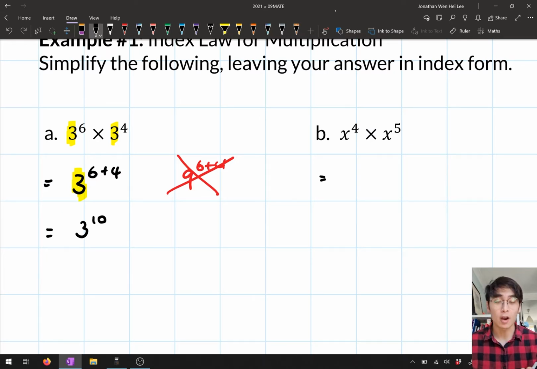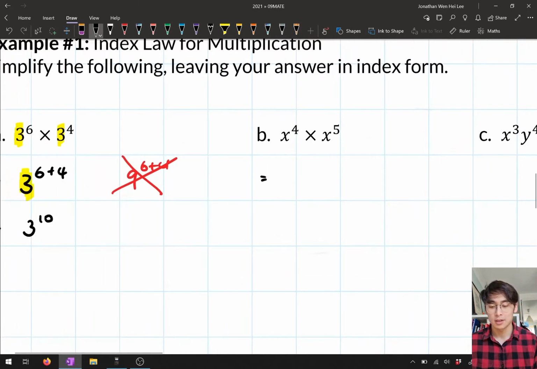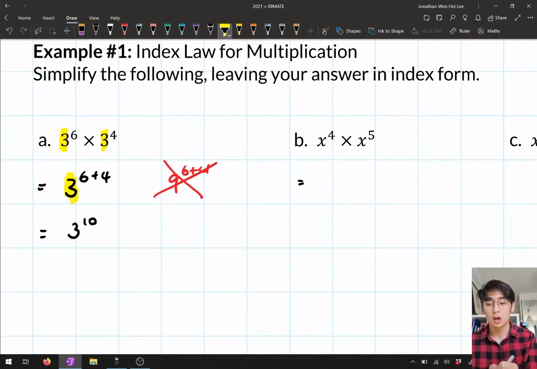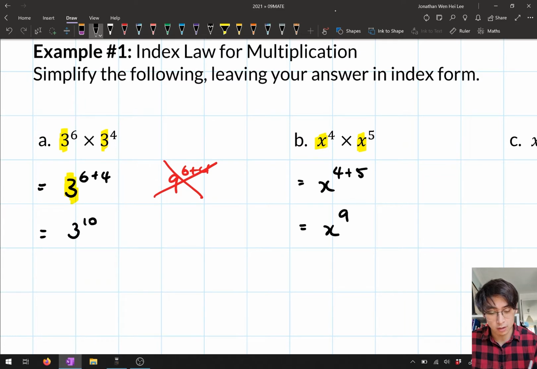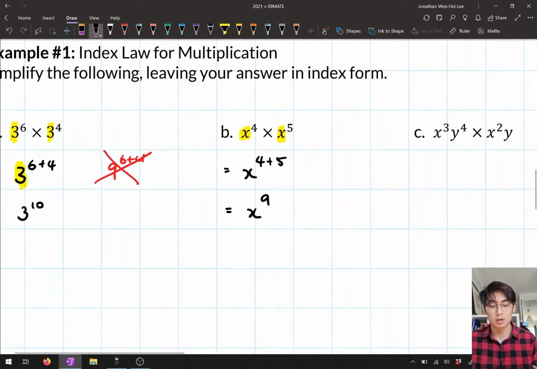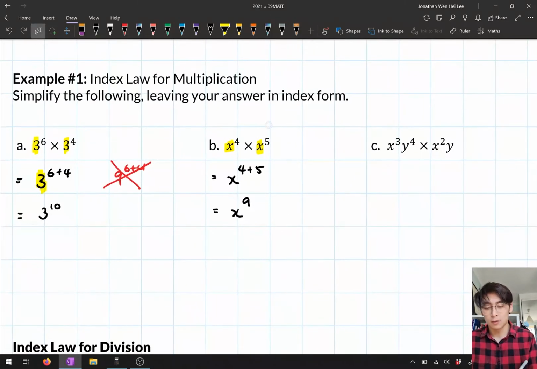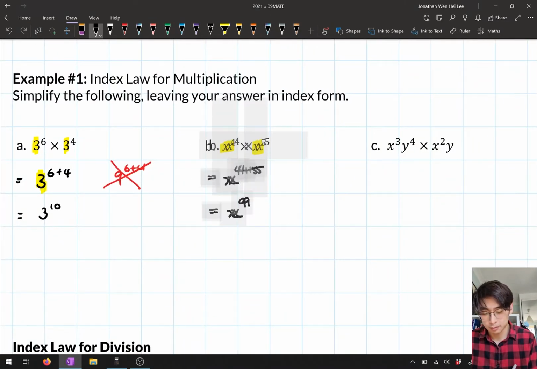B, I've got x to the power 4 times x to the power 5. Now here, once again, we've got the same base. We've both got x's here. And so here, what we can do is we can just add the power. So here it's going to be x to the power 4 plus 5, which just becomes x to the power of 9. Okay, 2 examples down, 2 more to go.